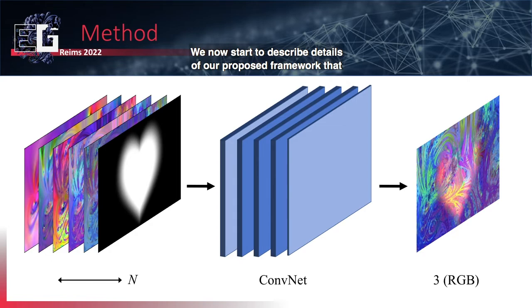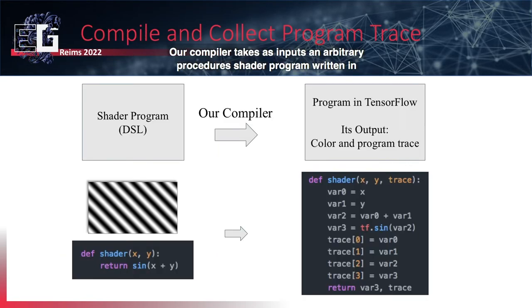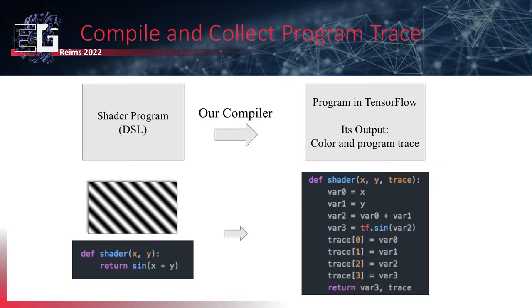We now start to describe details of our proposed framework that learns from program traces. Our compiler takes as input an arbitrary procedural shader program written in a domain-specific language embedded in Python, and outputs a TensorFlow backend that produces not only a rendered image, but also the full program trace, which is a vector of values per pixel.